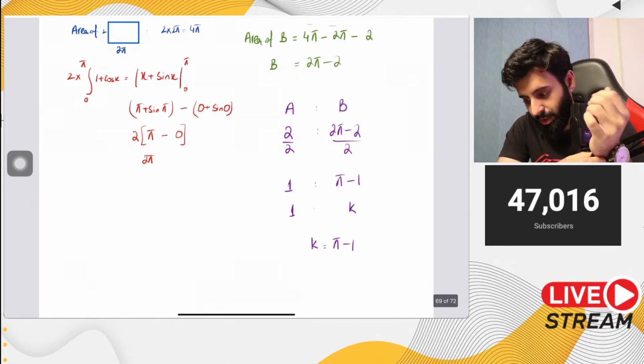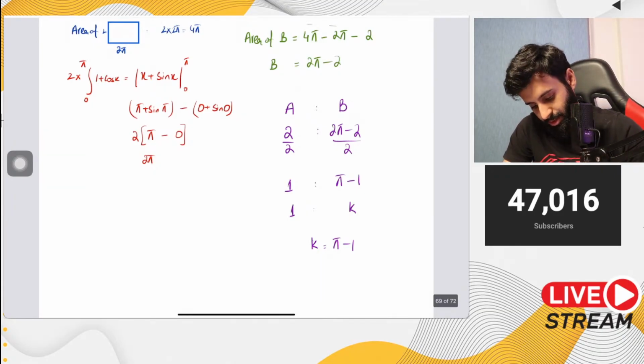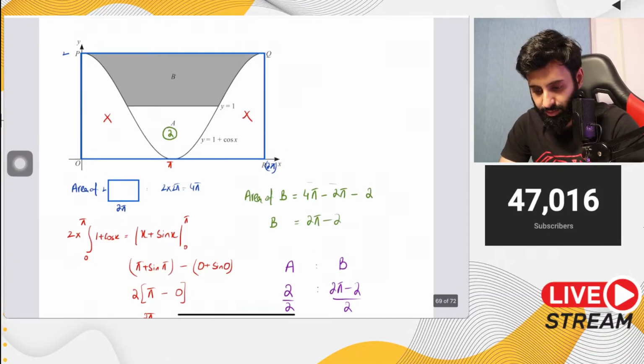Why not integrate from R to O? Okay, from R to O. Now the thing is, let me check. Because you have 0 in between, so I don't think that is gonna work. Let me check, because usually when you have 0 in between, you have to break it up.